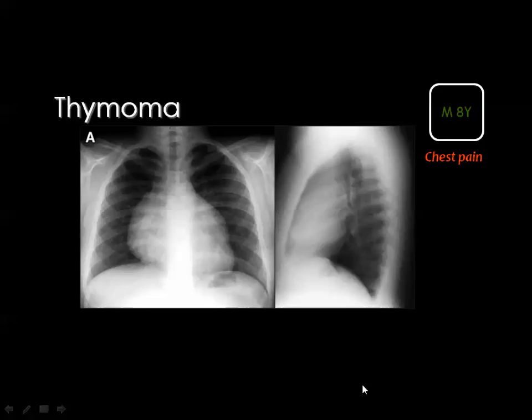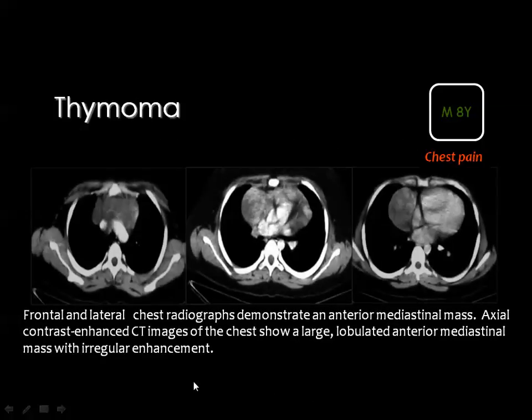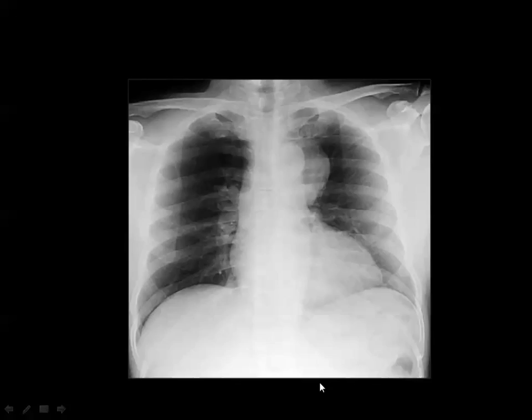And here in the chest X-ray, there is broadening of the mediastinal borders. In the lateral view, there is a well-defined soft tissue mass projecting in the anterior mediastinum, and then the CT scan showed the mass at the thymic location, which is projecting on either side of the mediastinum, mainly to the right side, and this was proved to be a thymoma.